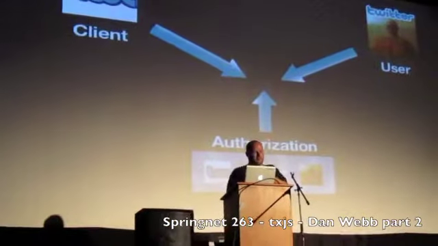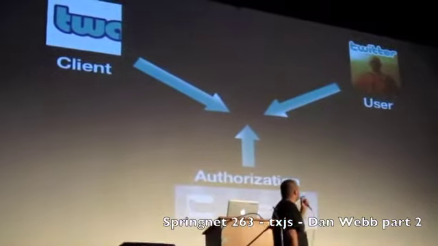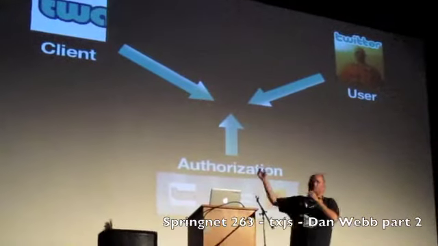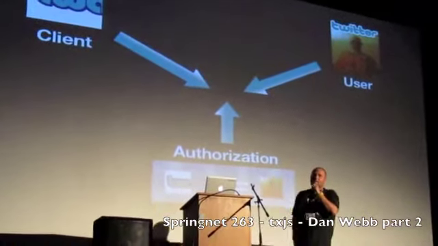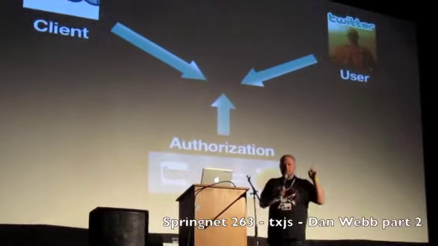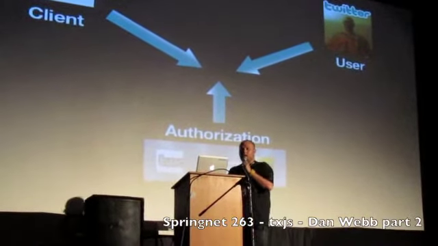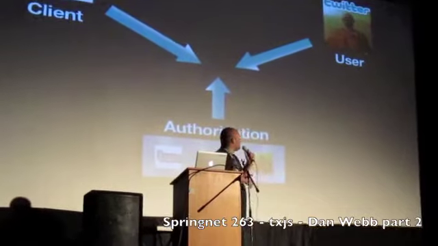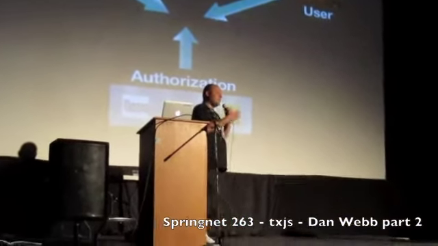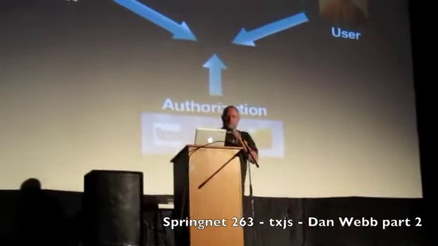There's sort of three things we need to know to make this work. We need to be sure that the client is who they claim to be. We need to know who the user is that they're going to act on behalf of. And then we also finally need to know that the user has authorized the client website to take actions on their behalf.